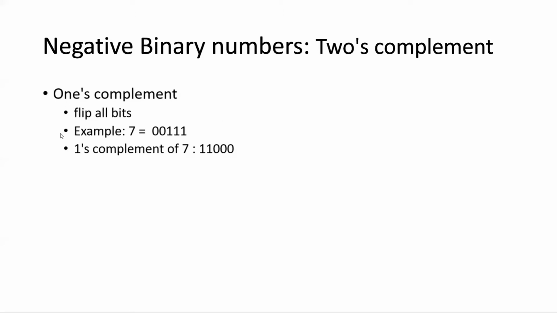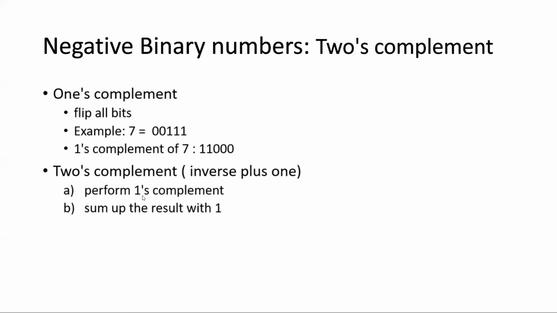So this was the first step. In 2's complement, we need to first perform 1's complement of the number, and then we need to add it to 1. Then we obtain the 2's complement, and 2's complement of a number is actually its negative representation.